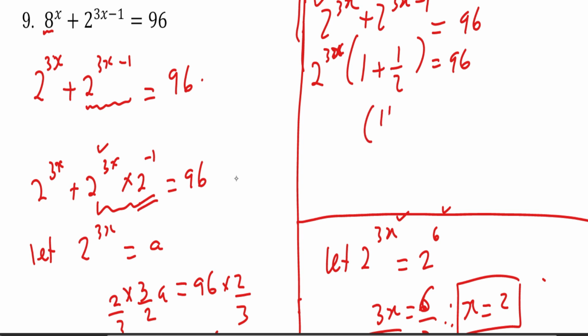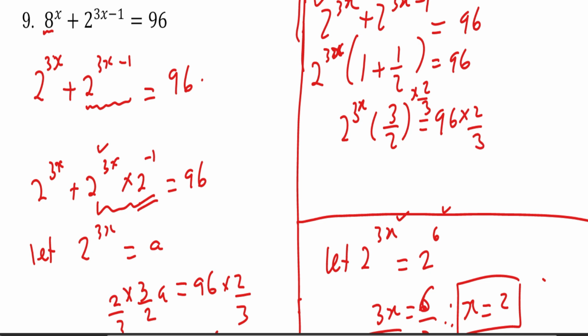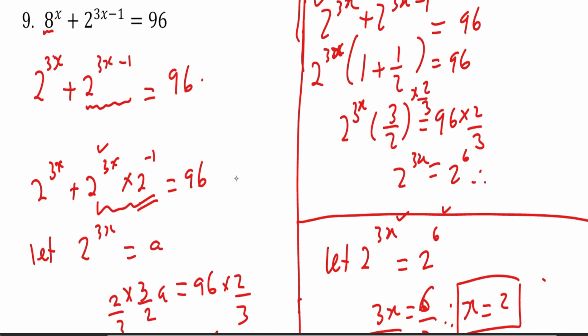So 1 plus 1 over 2 is 1.5, which is 3 over 2, times 2 to the power of 3x, which is equal to 96. Let's remove this. 96 times 2 over 3. This one gives you 64. Again, 2 to the power of 3x equal to 64. 64 can be written as 2 to the power of 6. And therefore, 3x is equal to 6. Divide by 3 gives you 2.